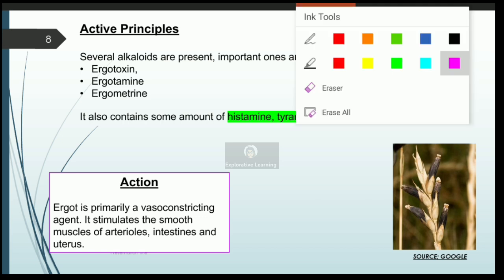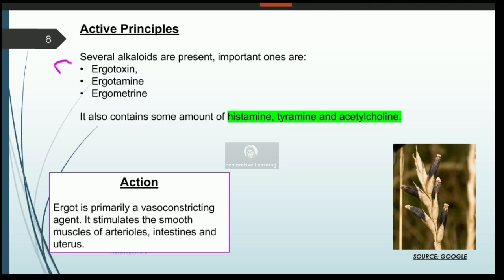Then the active principles. There are numerous active principles, but we will discuss the main active principles that are commonly observed in the case of ergot fungi poisoning. It can be ergotoxin, ergotamine and ergometrine. There is also a scarce presence of histamine, thiamine and acetylcholine. Its action primarily causes vasoconstriction.